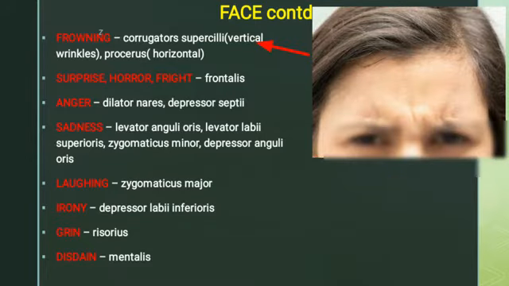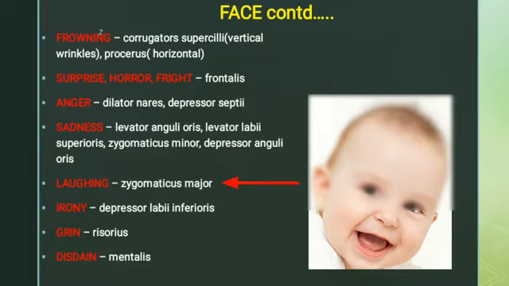Four muscles are responsible for sadness. They are levator anguli oris, levator labii superioris, zygomaticus minor and depressor anguli oris. They cause the downward movement of the nasolabial furrow and express sadness. The laughing muscle is called zygomaticus major, which draws the mouth upward and laterally.